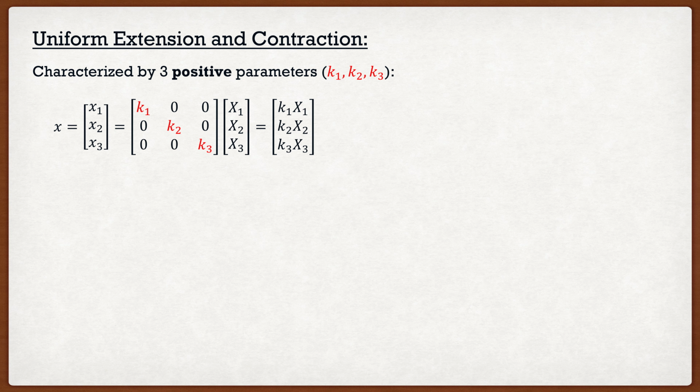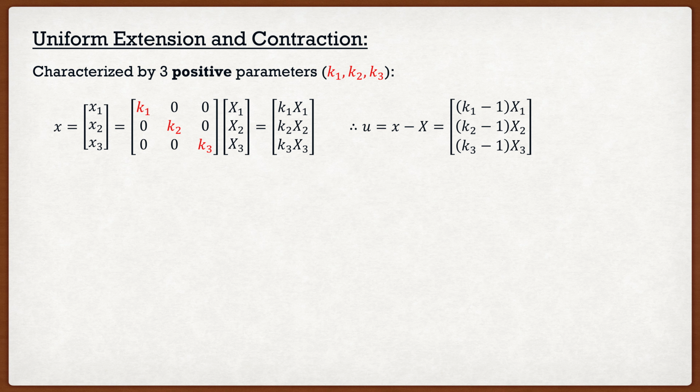And just like before, what we did with rigid body motion is once we know the position function, we can then find our displacement function. So u, of course, is going to be equal to small x minus big X, which is equal to (K1 minus 1) times X1, (K2 minus 1) times X2, and (K3 minus 1) times X3.